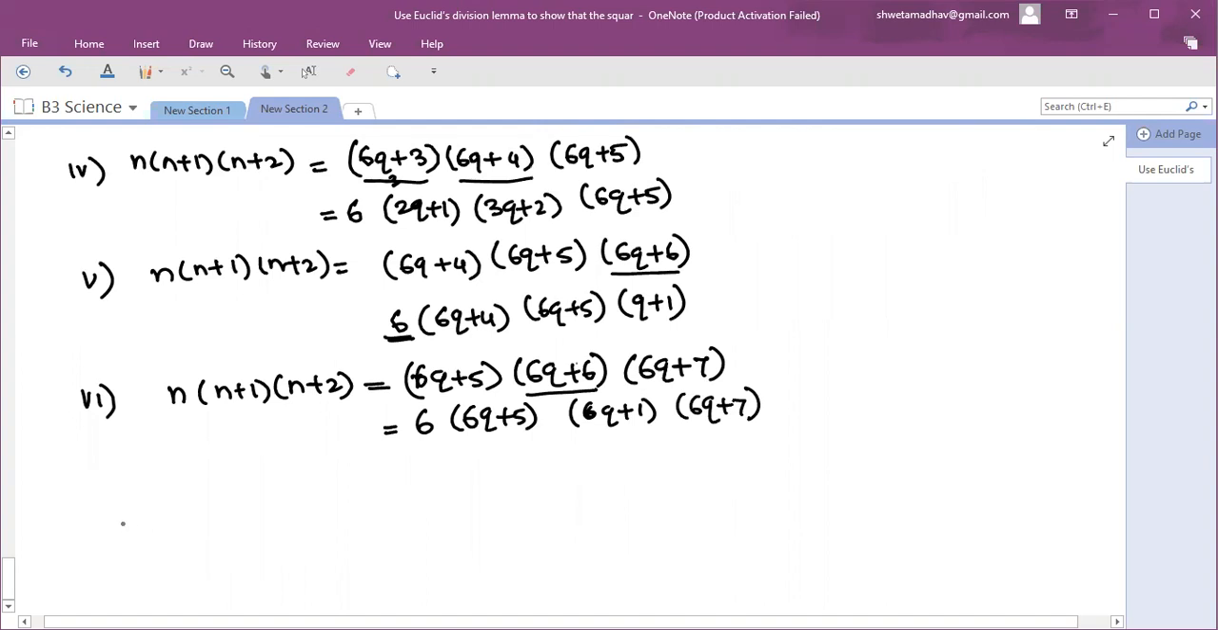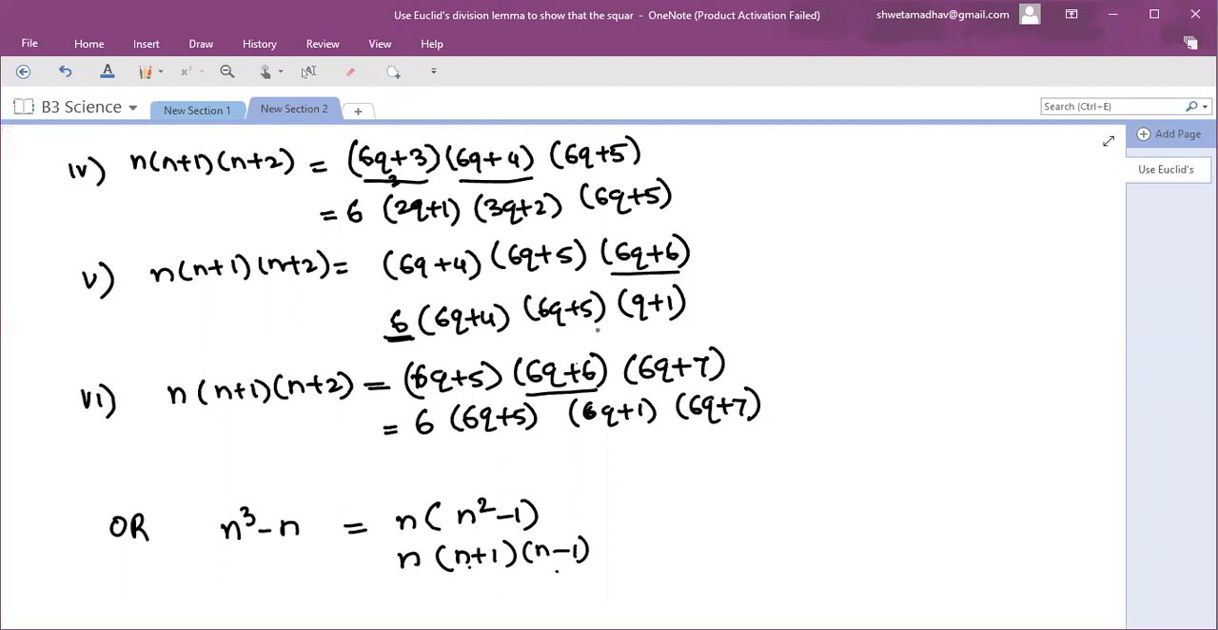Yes, ma'am. The same they have told about the OR part of this. That is also the same part. There they have shown n cube minus n is divisible by 6 you have to show. So n cube minus n means n take common, n square minus 1. This n square minus 1 we can write as n plus 1 into n minus 1. So these are also 3 consecutive numbers. The product of this you have to show as a multiple of 6. Method exactly same. It's clear?